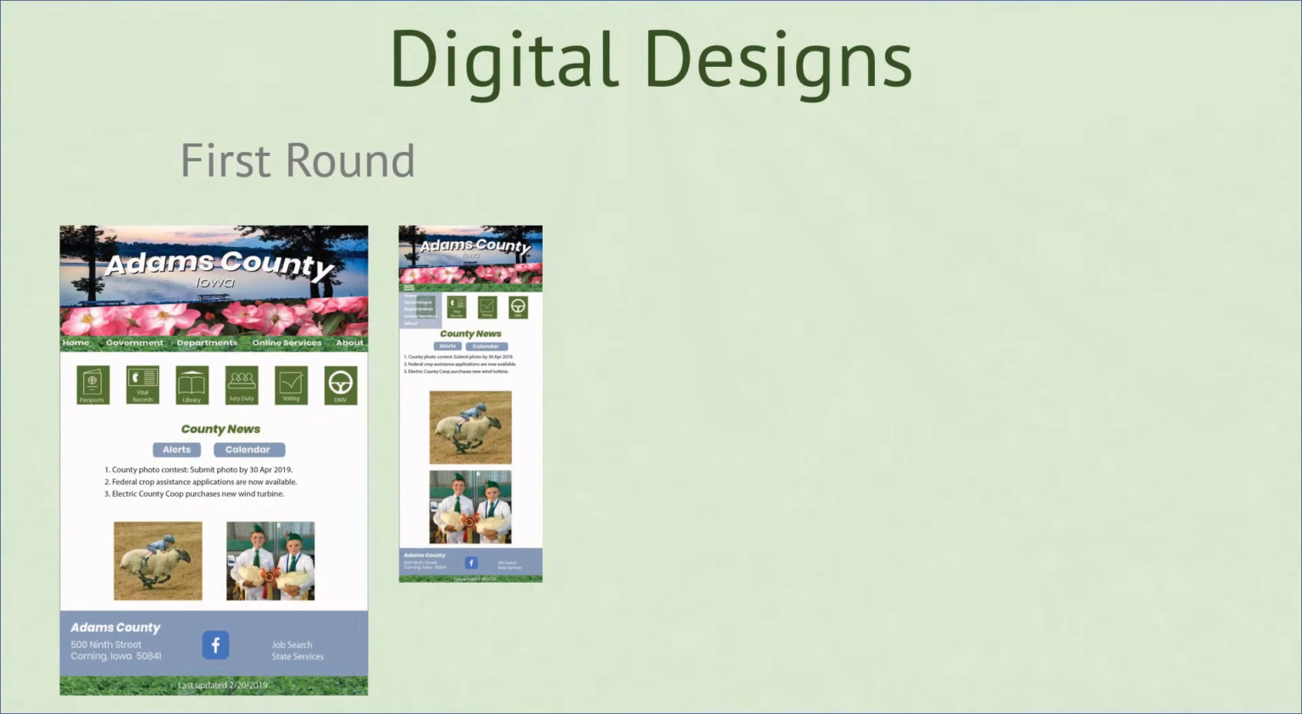This was my first round of the digital designs. I chose the image from a lake up in Adams County, and then the state flower was the pink flower, and the green was the soybeans. And I picked the blue to go along and the green to go along with those colors.